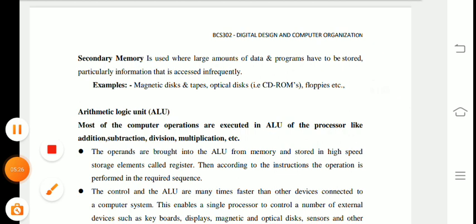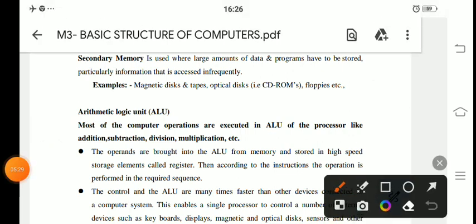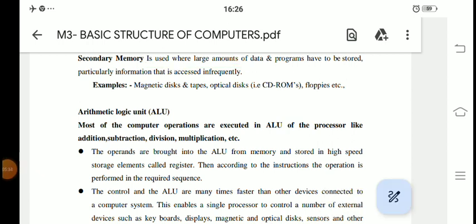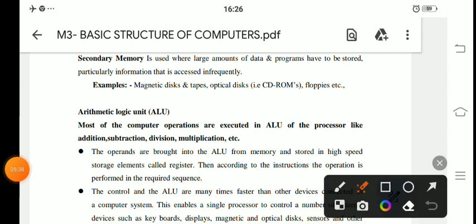The second type of memory is the secondary memory. The secondary memory is used when a large amount of data and programs need to be stored, only then will this secondary memory be used. What are the examples? The magnetic disks, CDs, floppies. Nowadays we are using pen drives.